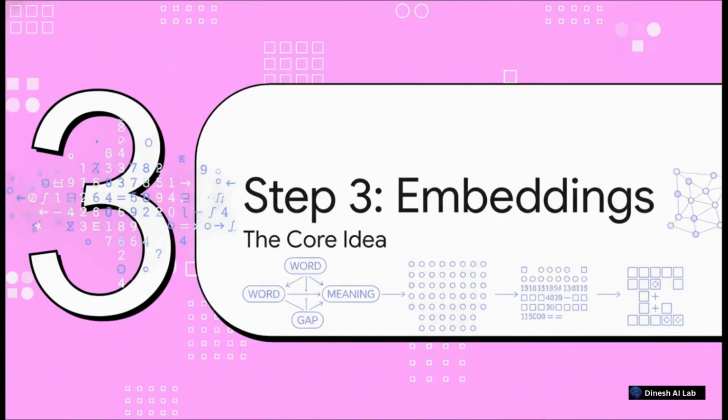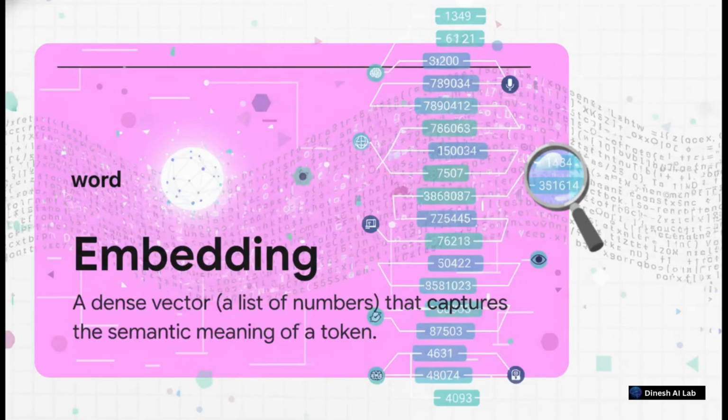And this is where the real breakthrough happens. To solve this whole meaning problem, we introduce a concept called embeddings. This is the step that truly bridges that gap between just words and actual understanding. So what on earth is an embedding? Well, instead of using just one arbitrary number, we represent a word with a long list of numbers. This list is called a vector.